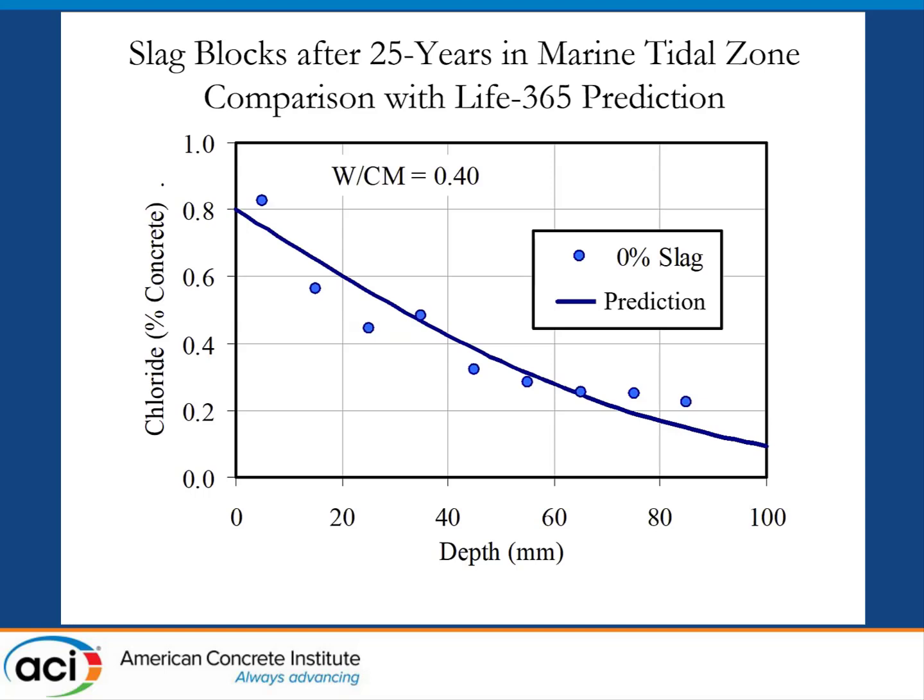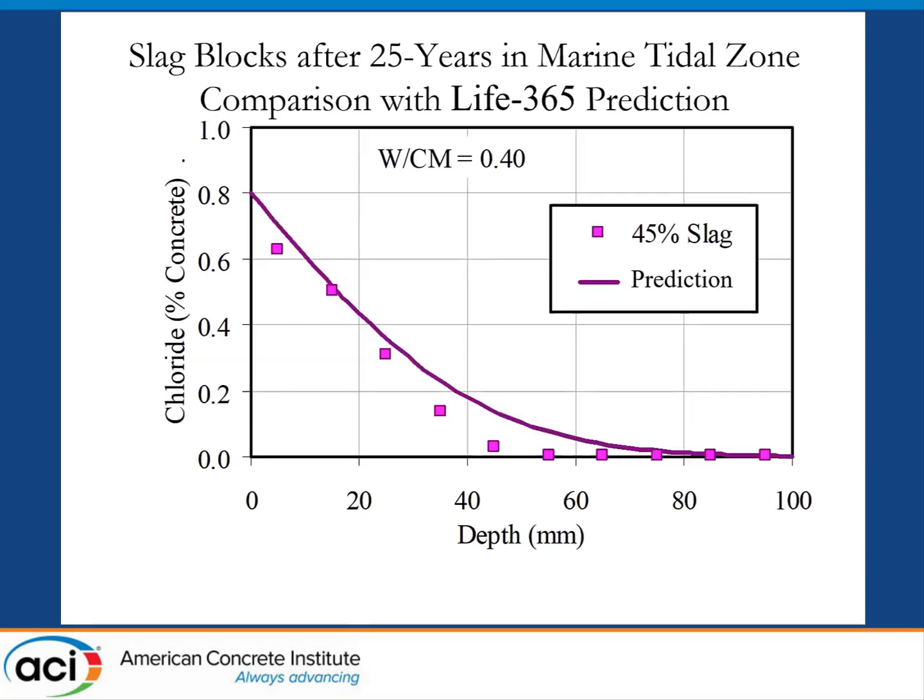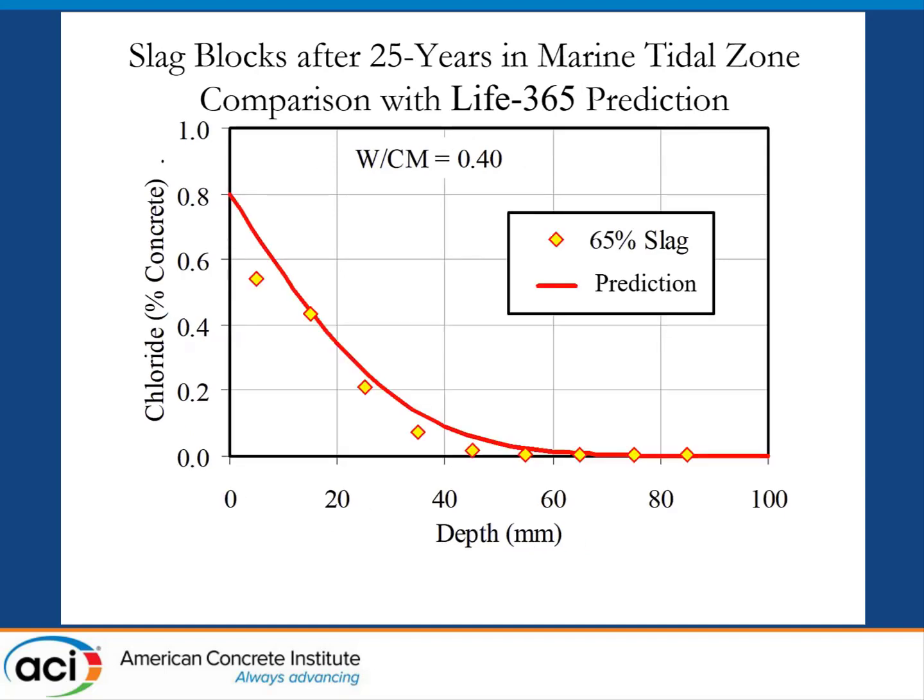And what I'm going to show is as we apply these to each of the 4 mixes here: these are the slag blocks without slag, 25-year profiles, the circular points, and the prediction from Life-365 is the curved line, then 25% slag, 45% slag, and 65% slag. So we found this very encouraging.